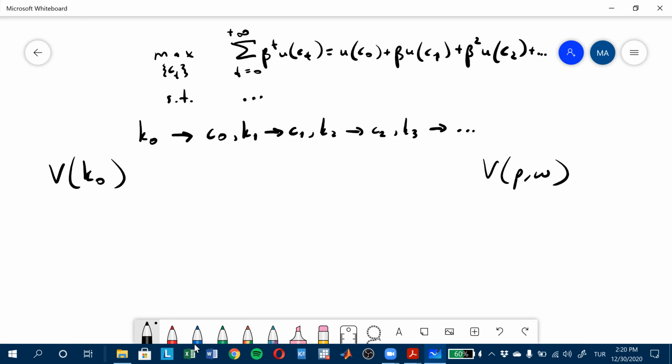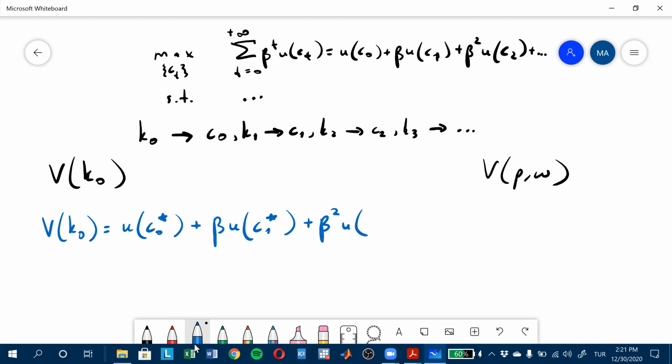Now, here comes the fun part. Let's rewrite this function in the following way. So if this is really maximizing, then we must have this: u(c0*) plus beta u(c1*) plus beta squared u(c2*), and that goes on. Now, here is the trick. Let's do this.